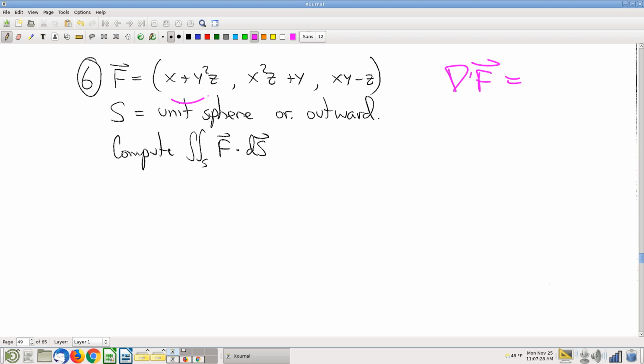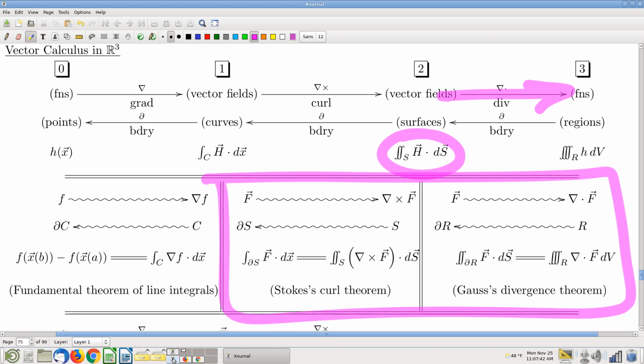Well, let's see here. The x partial is 1. The y partial is 1. The z partial is negative 1. So I have 1 plus 1 minus 1, which is 1, which is not 0. I don't get 0. There is no anti-curl. Stokes' curl theorem is not on the table. It doesn't matter what the boundary curve is. You just can't use Stokes' curl theorem.